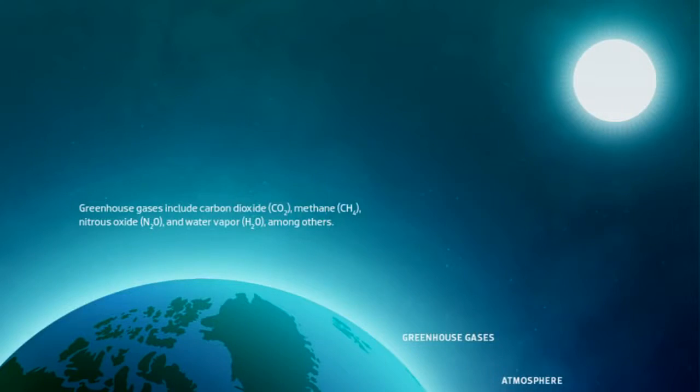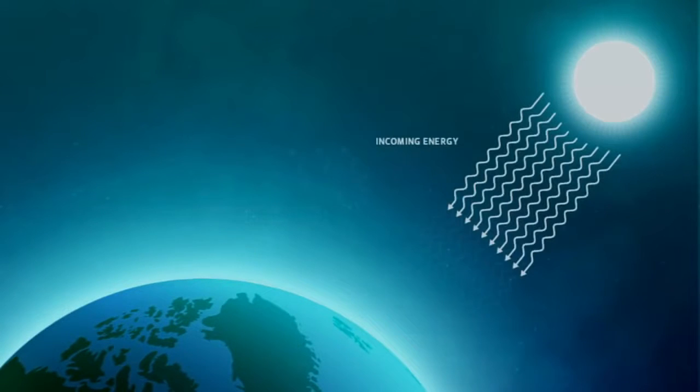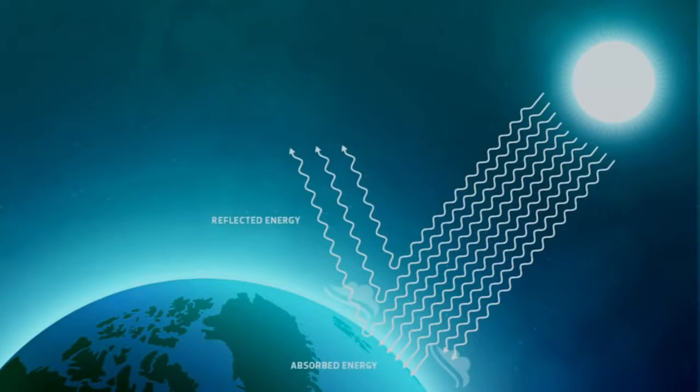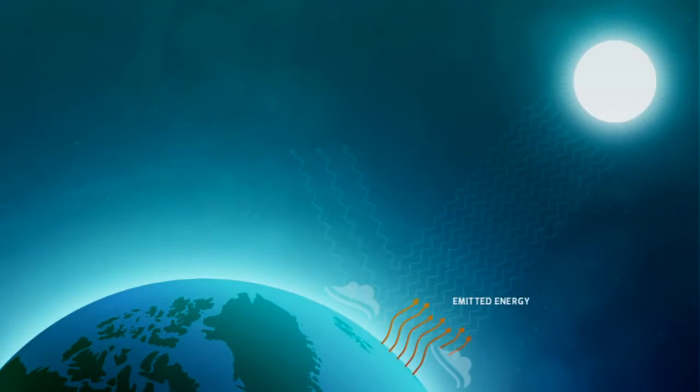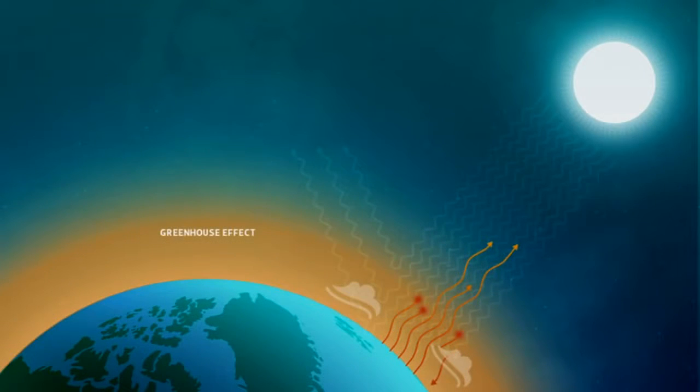Here's how the greenhouse effect works. As the sun's energy hits Earth, some of it is reflected back to space, but most of it is absorbed by land and oceans. This absorbed energy is then radiated upward from the surface of Earth in the form of heat.